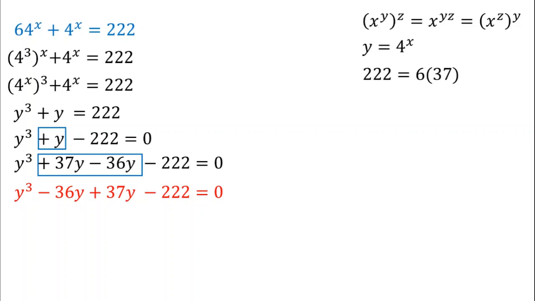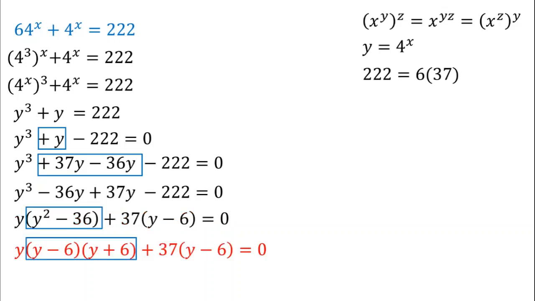Next, let's take the 37y minus 36y and swap the order. So now we have y cubed minus 36y plus 37y minus 222 equals 0. Once again, we've just taken our original y and rewritten it, where 37y less 36y is still y, but now we can have a little more fun with this equation, and notably we can factor out a y from the first two terms. So we have y times y squared minus 36, and then we can factor out a 37 from the second two terms. So we now have 37 times y minus 6 on the back half of the left-hand side.